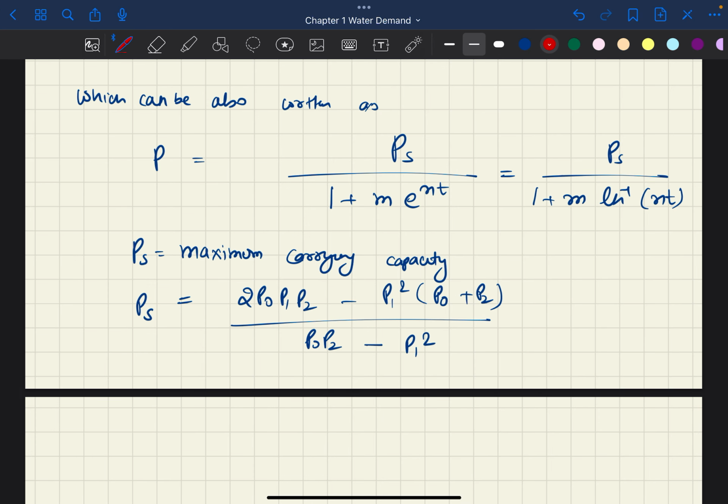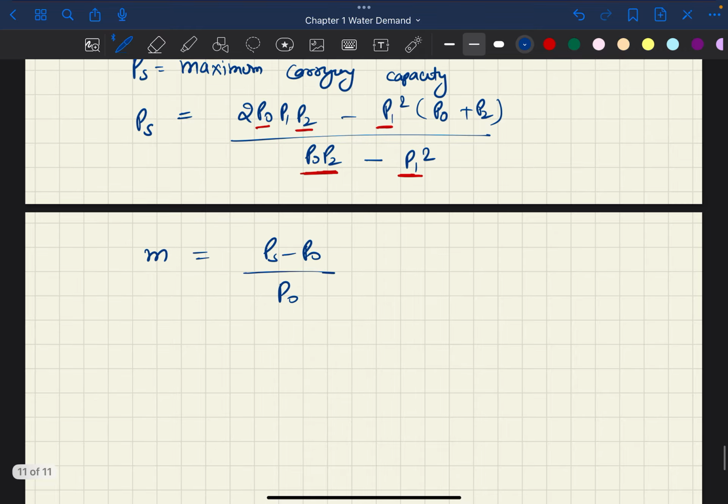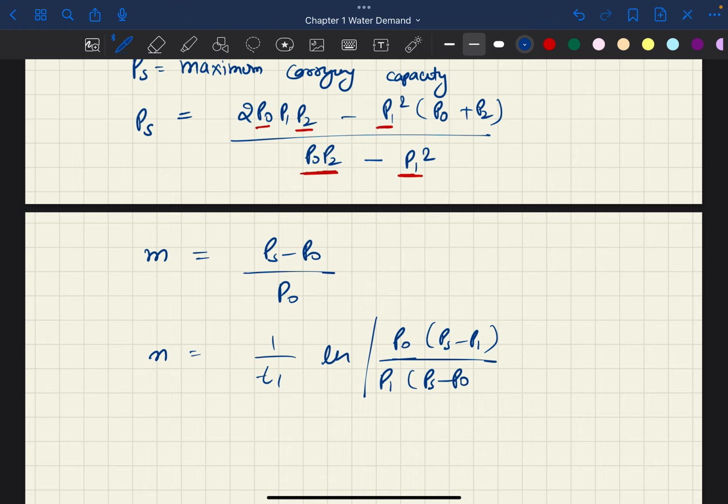So you can memorize this very easily. P naught P2 P1 square P naught P2 minus P1 square. You have to just mug up this formula. It's very easy. And m is equal to (Ps − P0)/P0. And n is (1/T1) ln[P0(Ps − P1) / P1(Ps − P0)].